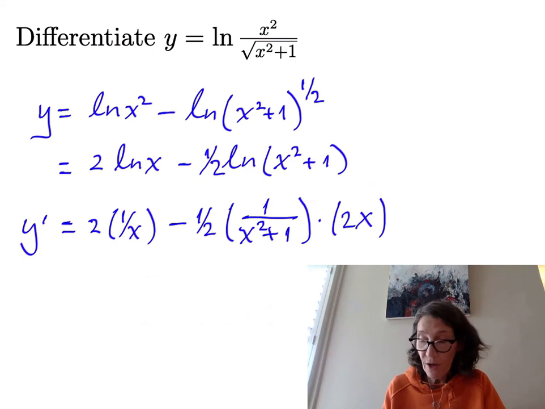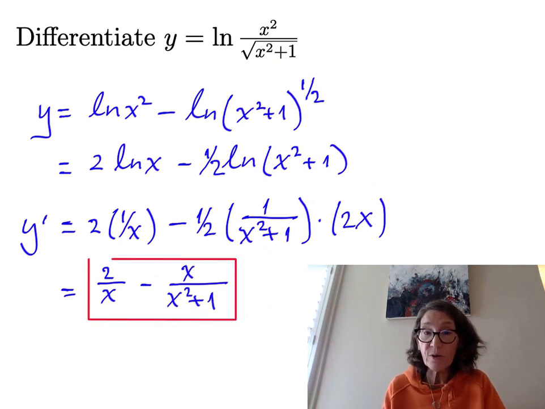If we want to simplify, there's a little bit we could do. We could call that 2 over x. And then the second one could just be x over x squared plus 1.